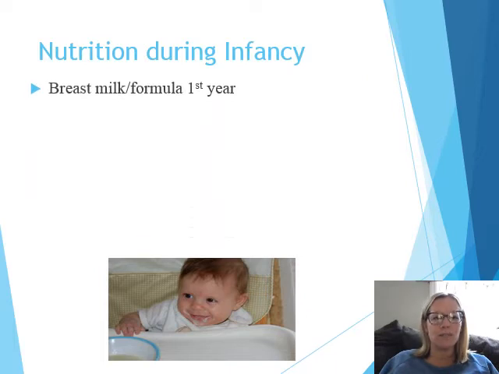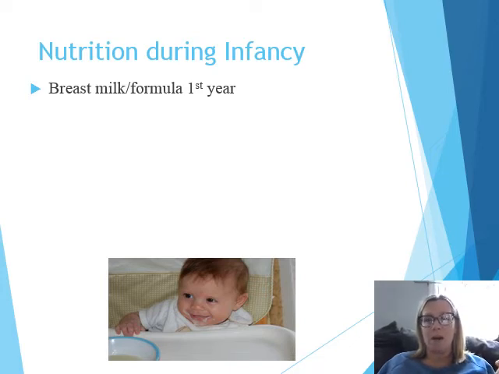So nutrition during infancy, they're going to be on breast milk or formula within the first year. We do not want them taking in any whole milk until after age 1. Okay, so no whole milk until the age of 1, and then we do want to switch to whole milk.